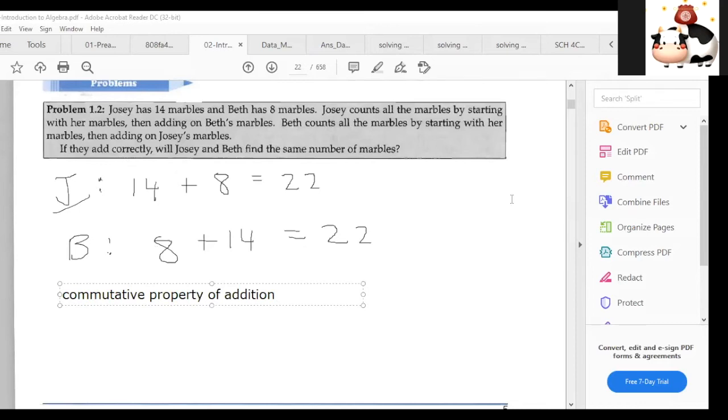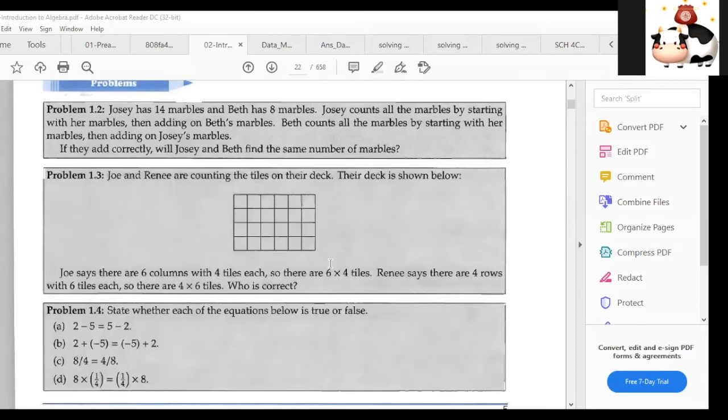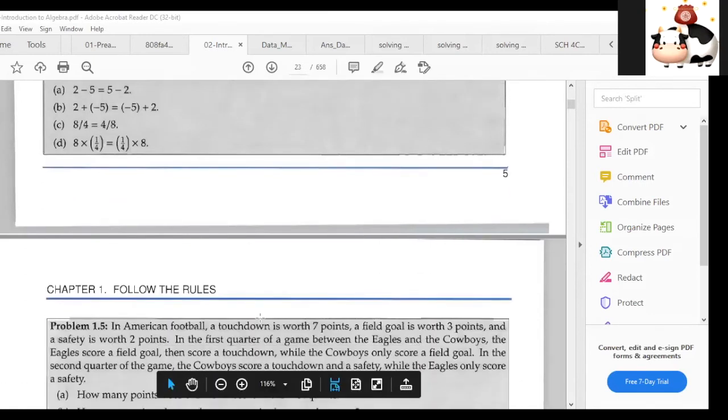Does anybody want to unmute themselves, or do you want to put it in the chat? Go ahead, Ruby. I think it means it doesn't matter the order of how you're adding those numbers. Exactly. Brilliant. That's exactly it. When you're adding 2 numbers, the order doesn't matter. Excellent job. Good work. So let me clear all that.